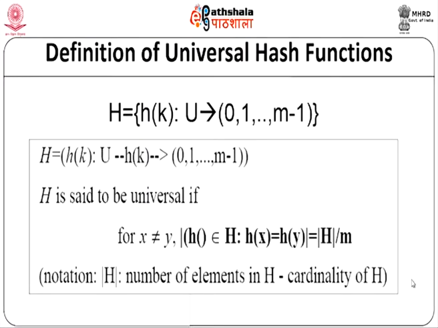Okay. So, the definition of the universal hash function is given like this, where h of k you want to map to 0 to m minus 1. Given a set, you have to choose the one that will give you this. The number of elements in H is the cardinality of H. So, H is equal to the set of h of k, where h of k is the mapping of the universal key set to the values.